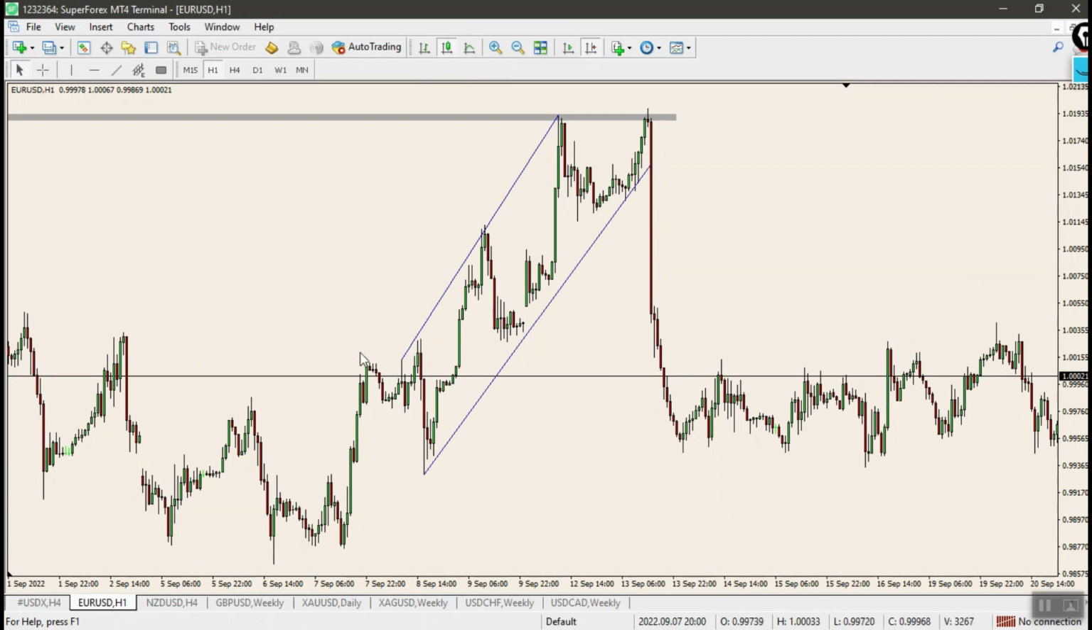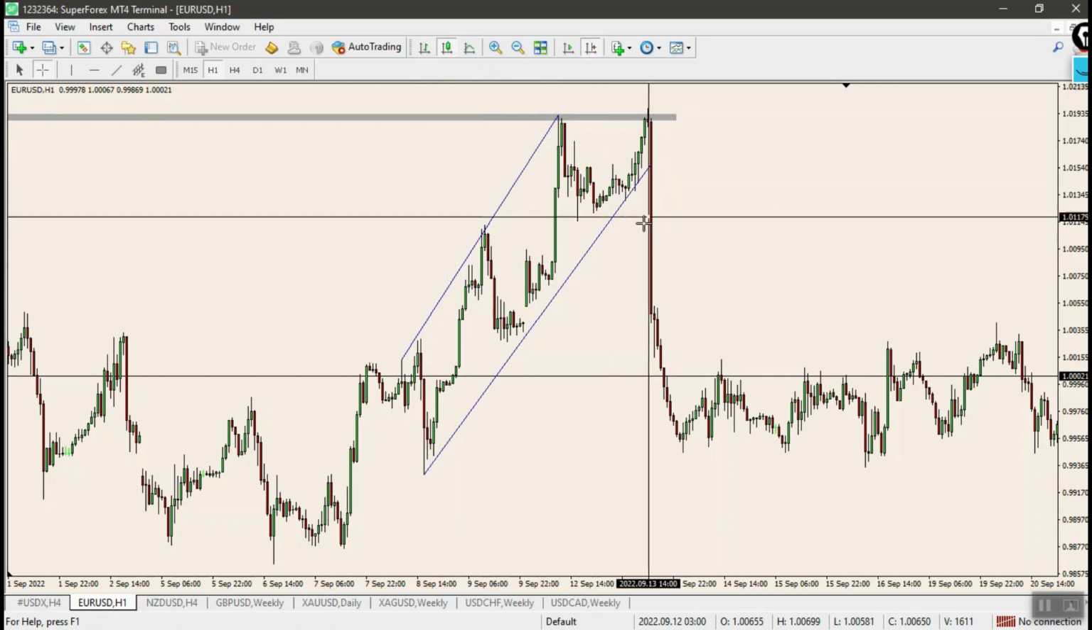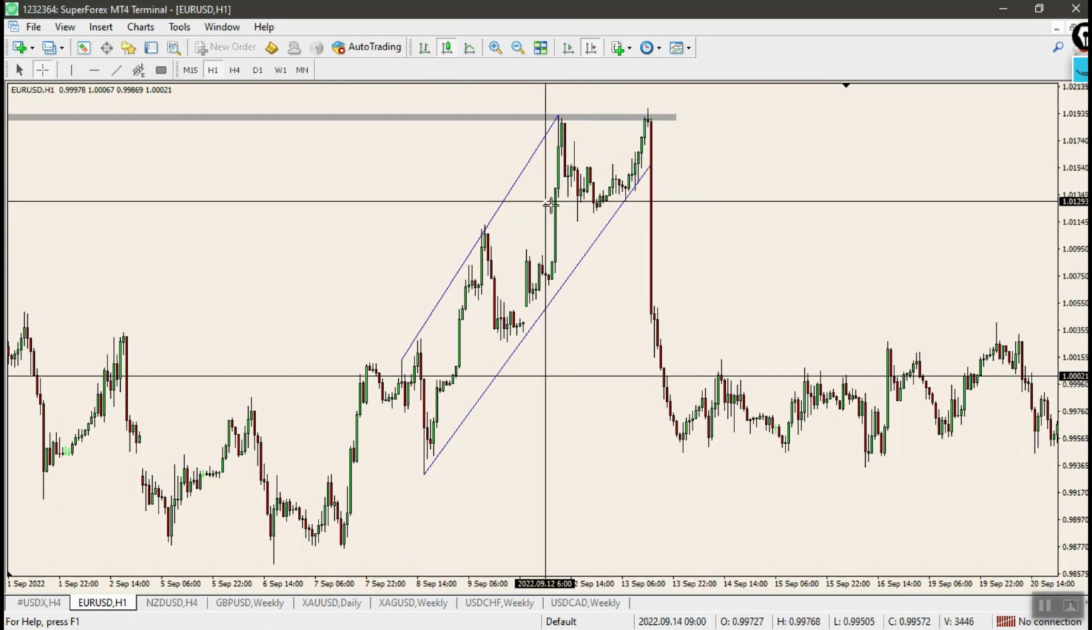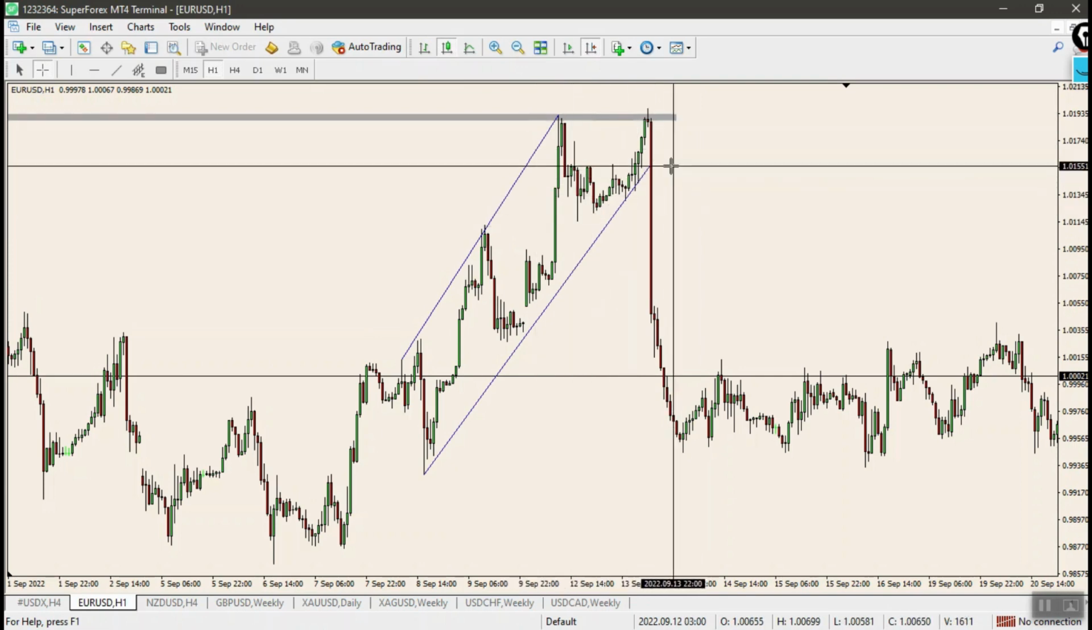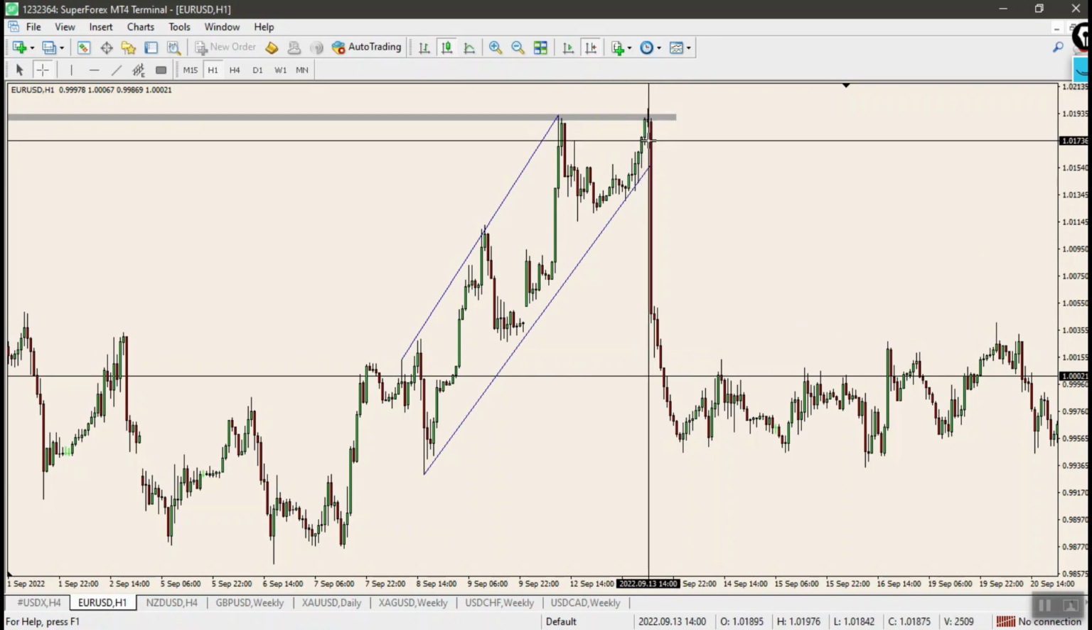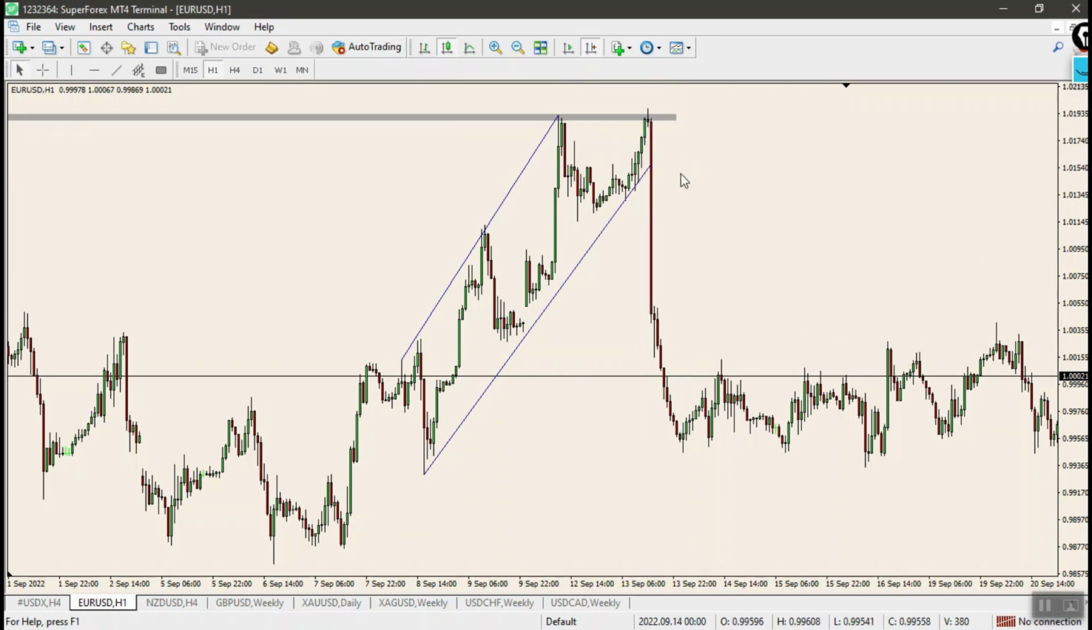Not only that, this ascending channel has the first touch here, the second touch, and a third touch. Not only that, inside the channel we have a double top. Not only that, we have a double top with a nameable candlestick pattern here, which is a high test or a candle or a pin bar, right? So we have all these confluences to enter for a sell.